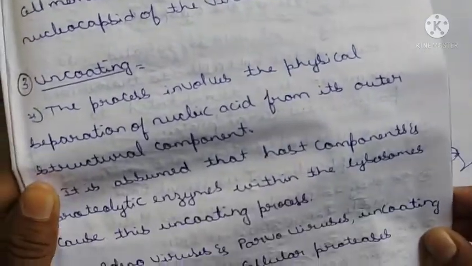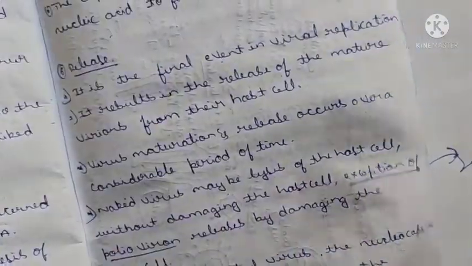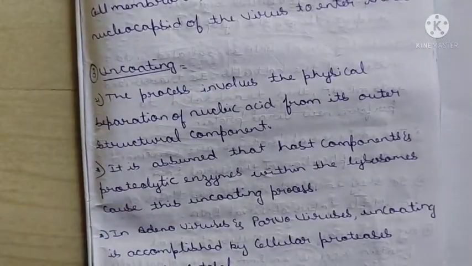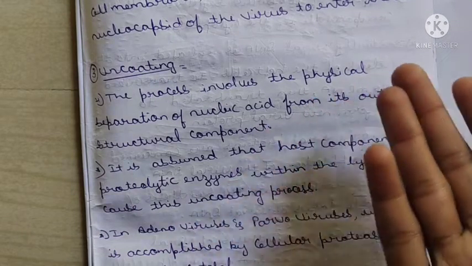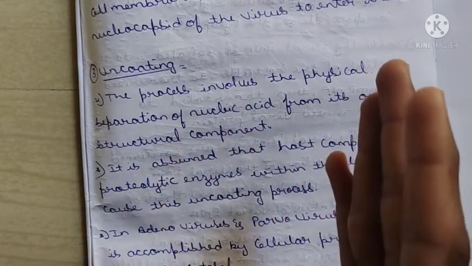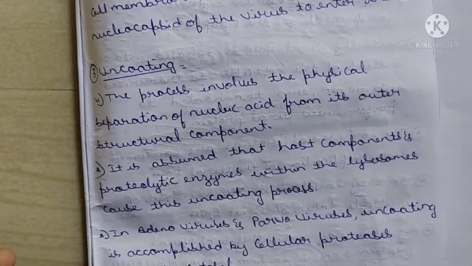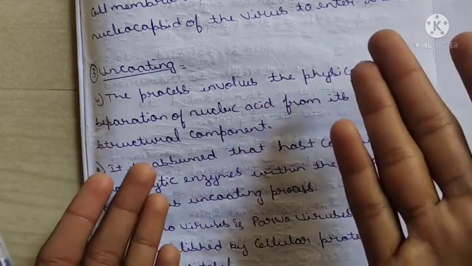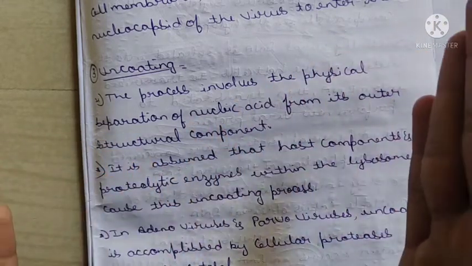The third one is uncoating. Here, later I will discuss. One diagram is there. Here you can get all the things which we have discussed earlier. Uncoating: the process involves the physical separation of the nucleic acid from its outer structural component. Uncoating, my dear brothers and sisters, is the process that involves the physical separation of the nucleic acid.